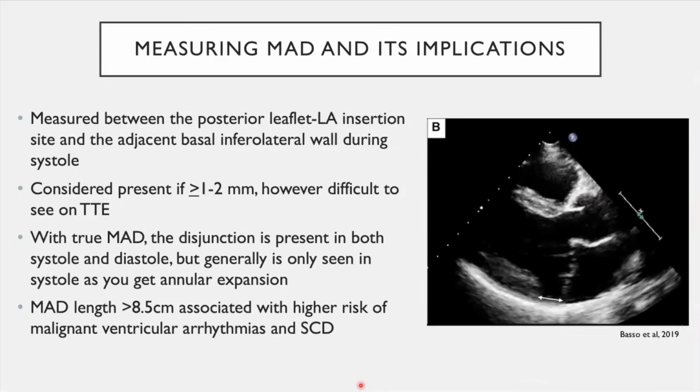With true mitral annular disjunction, the disjunction is present in both systole and diastole, but is generally only seen in systole as you get that annular expansion as mentioned. A MAD length of greater than 8.5 centimeters has been quoted to be associated with higher risk of malignant ventricular arrhythmias and sudden cardiac death.